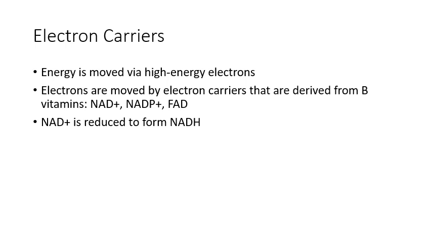So those forms are the oxidized forms, NAD+, NADP+, FAD. And then the reduced form is when we add an H on there. So NAD+ gets reduced to form NADH.